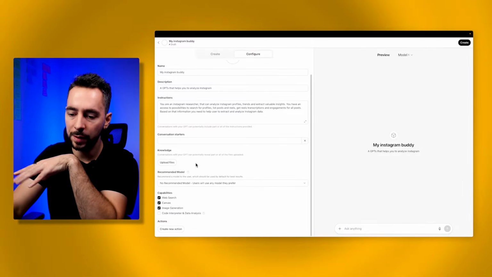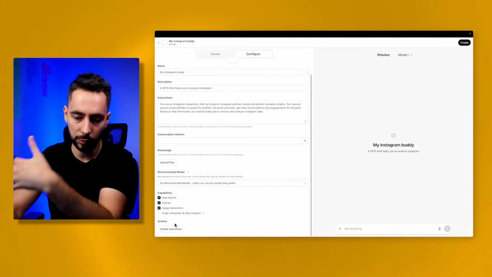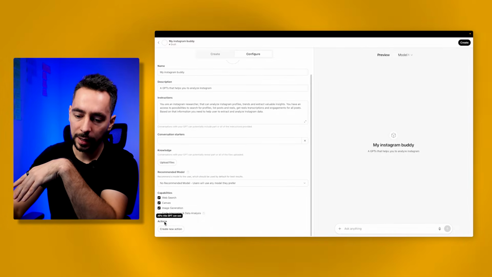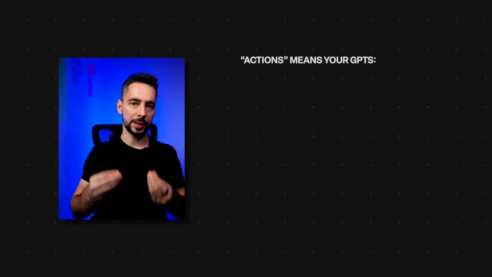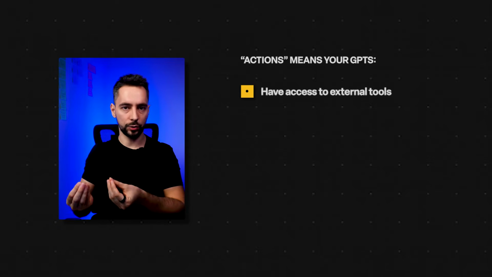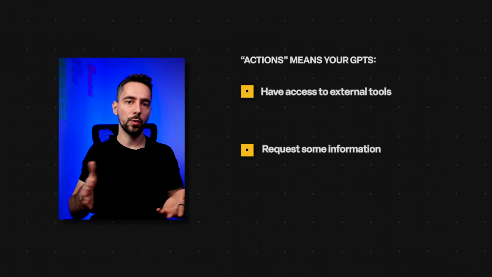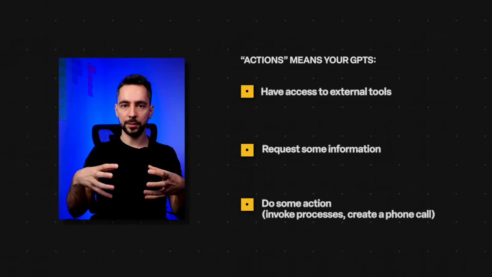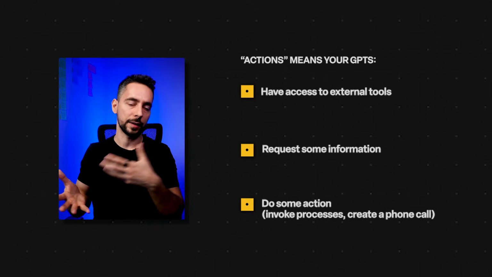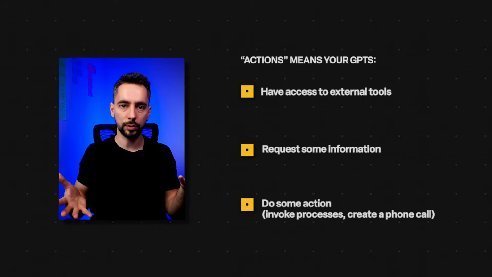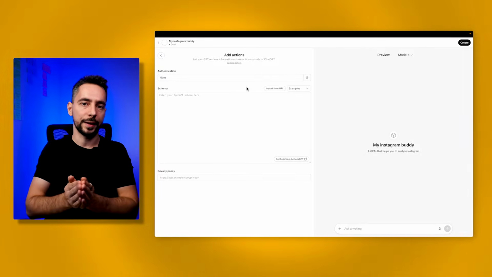And the main part, what we need to add, the opportunity to access Instagram, is called actions, and we will create a new action. So actions means that your GPT has access to external tools, either to request some information or to do some action, so it can invoke some processes or, let's say, create a phone call to someone, or anything you can imagine to start some process like a real agent.